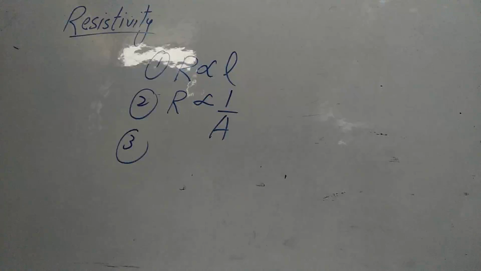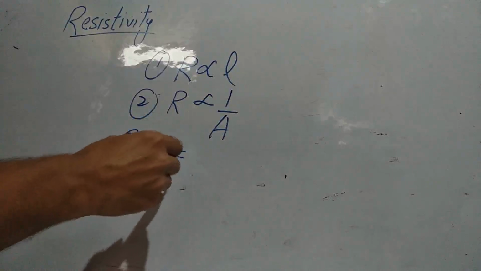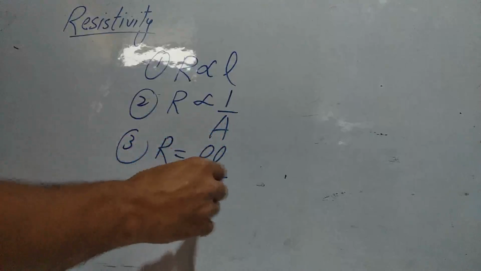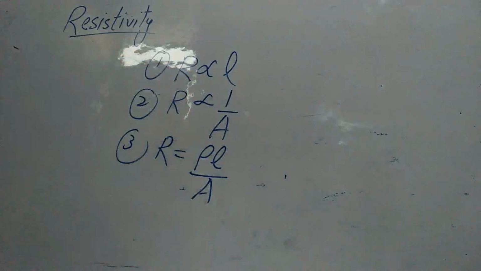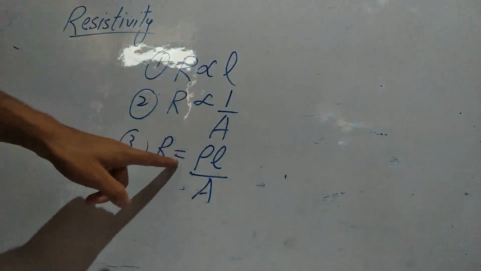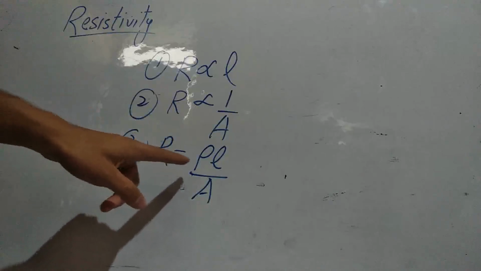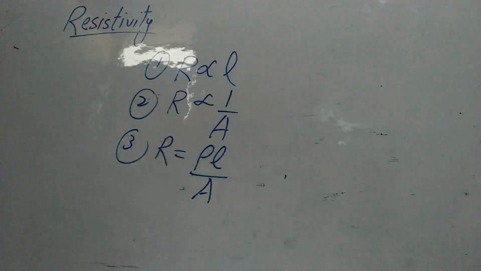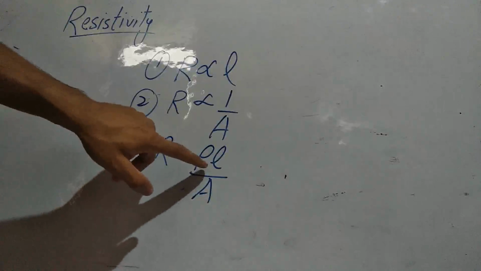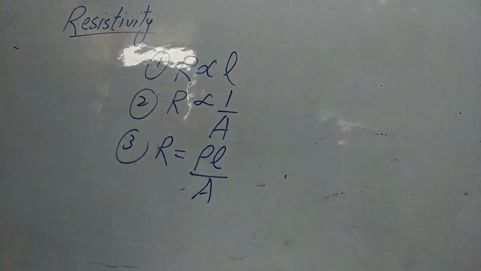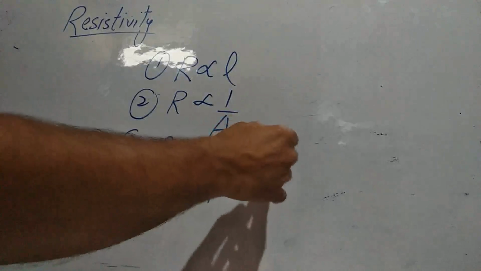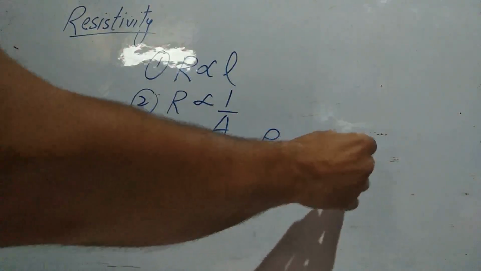We derived an equation where we said R is equal to rho L divided by A, which is a combination of these two equations. But here, in place of the constant of proportionality, we have introduced a constant that is called electrical resistivity, or we call it specific resistance, and this depends on the nature of the material.